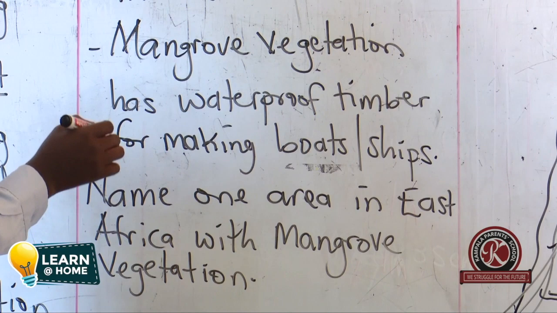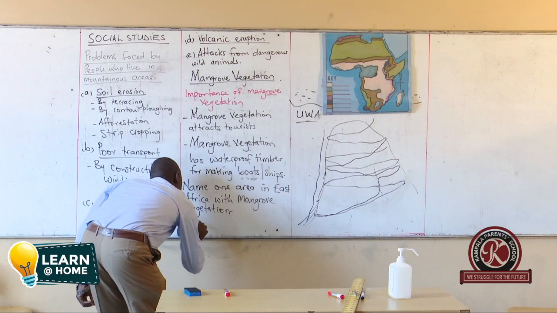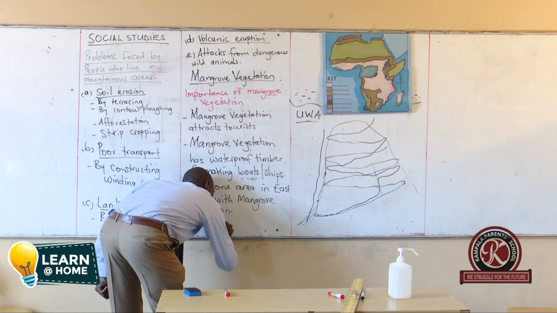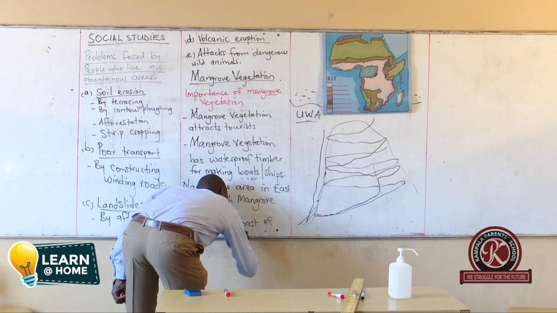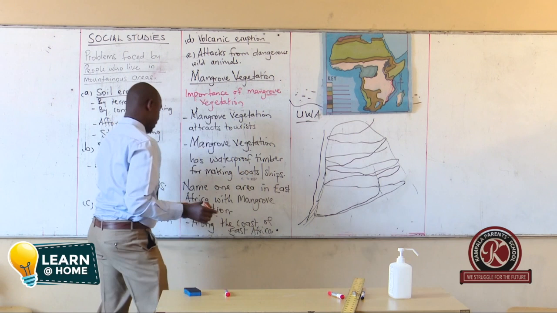Yes, Ivan? Ivan is saying along the coast of East Africa. Thank you so much. That's where we have mangrove. Then they can ask you a question.